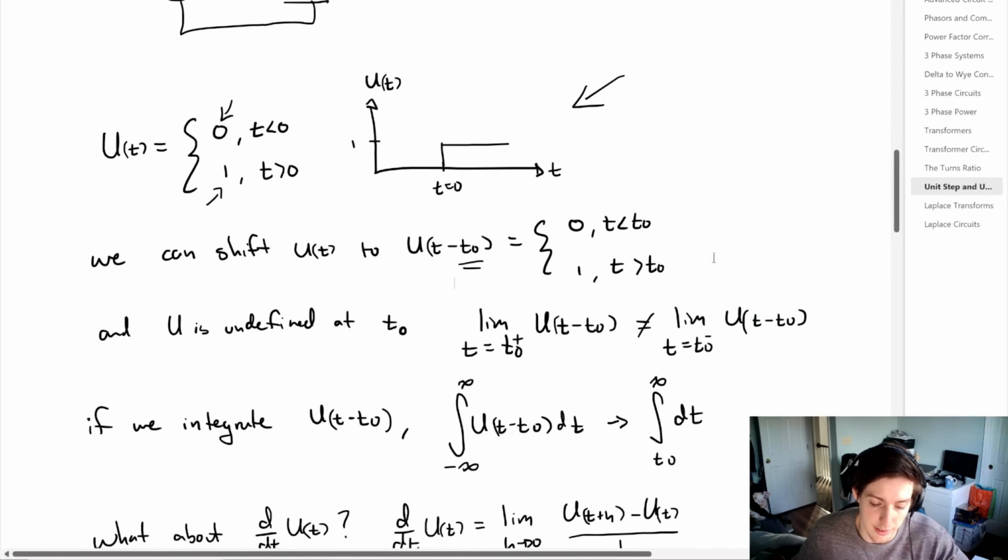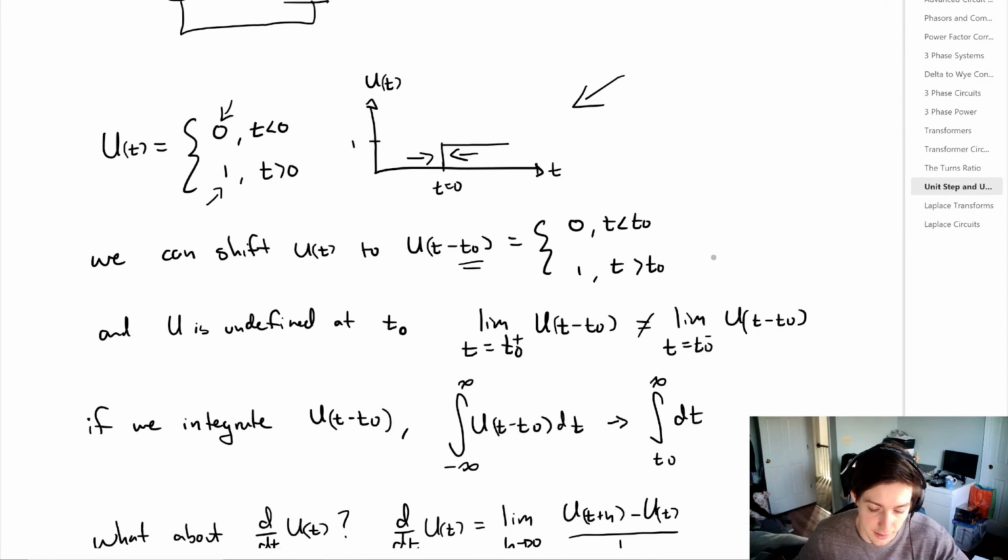But if we look at this shifted unit step function, we simply see that the limit, if we come from the right-hand side or the left-hand side, gives you different values. So it's not really defined at t equals t naught, or t equals 0 for the case that we initially looked at. Now, if we integrate that step function where it's shifted over the interval minus infinity to infinity, we know that after t naught, that value is going to be equal to 1. So we can swap the limits for the integral, and then we just have a 1 inside the integral.